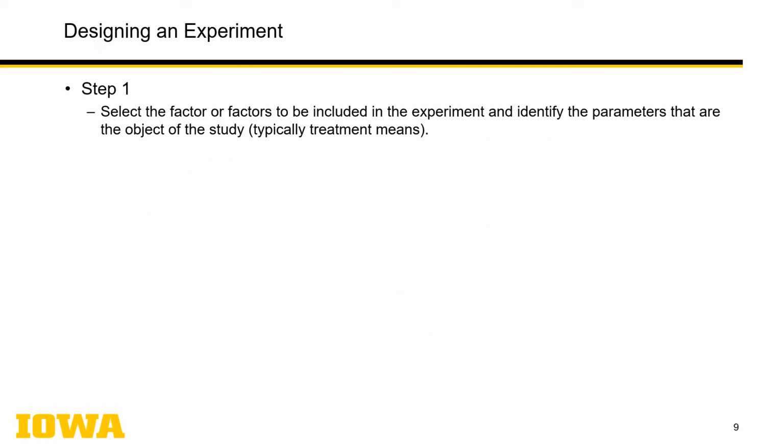Okay, steps in designing the experiment. Of course, you're going to first select the factors to be included in the experiment. But you're also going to identify, what parameter are you interested in? What's the object of the study? Typically, as it says here, it's the means.